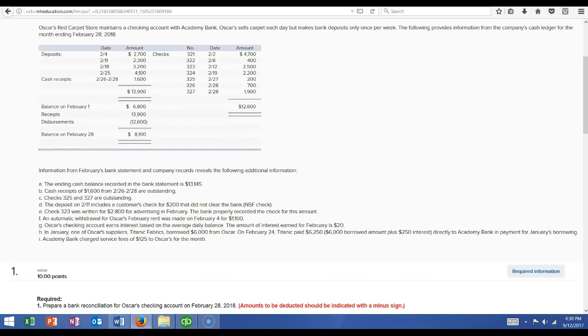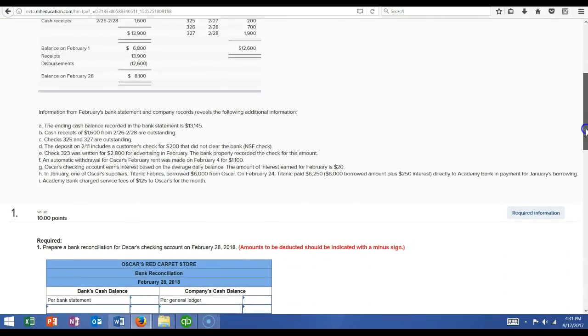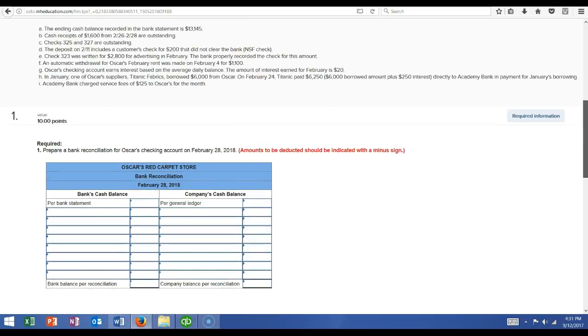So it gives us a list of deposits and a list of checks, and then it provides us with the balance. The first of the month, our receipts minus our disbursements gives us the balance as of February 28th. It provides us with a bunch of information, and we are required to create the bank reconciliation.